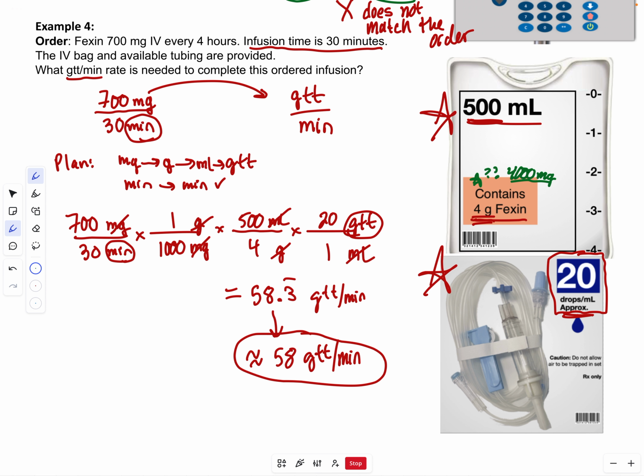Another way to think about this problem is to just convert the order into grams. So some like to think, well, if I know it's 700 milligrams, that's equivalent to 0.7 grams. You're welcome to do that as well. The point here is to think about the conversions that are needed before starting your dimensional analysis.